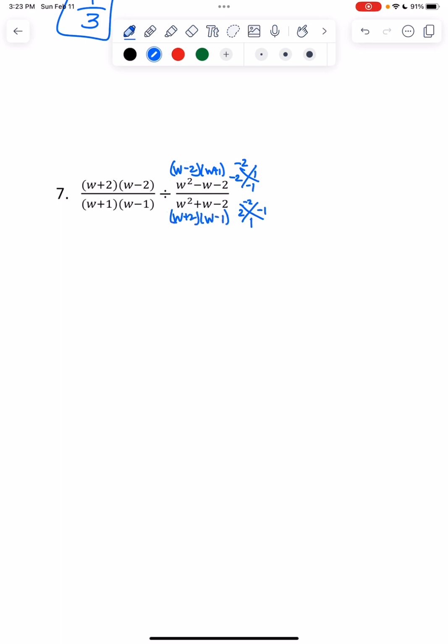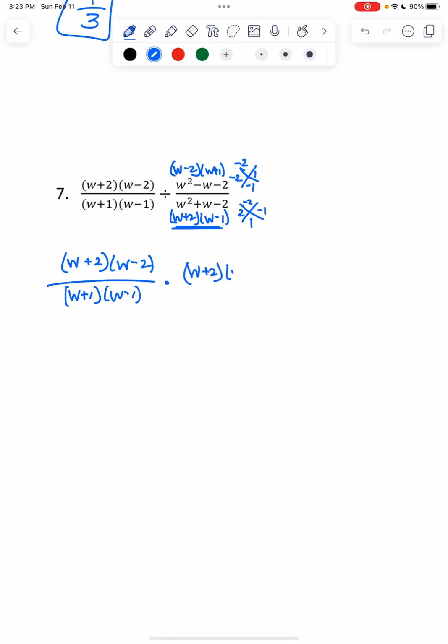Okay? So now let's again keep the first. So w plus 2, w minus 2 over w plus 1, w minus 1. Change it to multiplication and then flip the second. So this guy now becomes the numerator. And then this one becomes the denominator. Okay, and then again, you can multiply it straight out, right? Put it all in one fraction. You can go vertically or diagonally, whichever way.